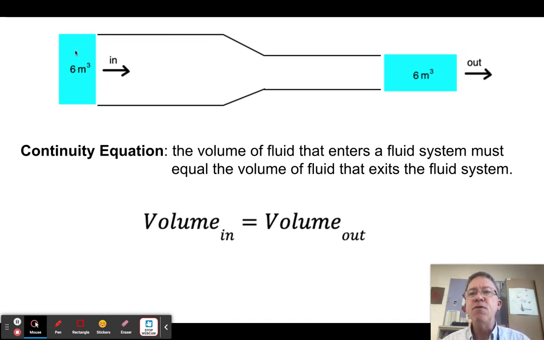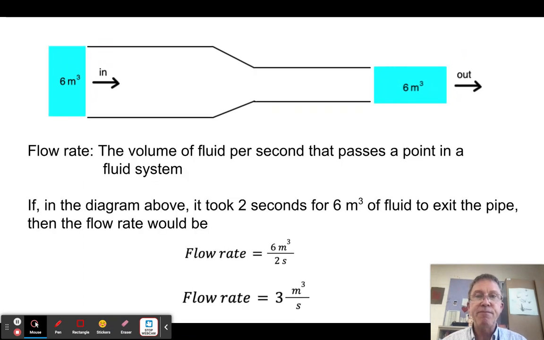So if I was to move 6 cubic meters of water into this side of this pipe, then I have to move 6 cubic meters of water out, because since it's incompressible, I can't change the total amount of water that's in here. It's a fixed amount. So really what it's saying is the volume that goes into a system has to equal the volume that comes out. Pretty straightforward, but let's see what some of the implications are, because they're pretty cool.